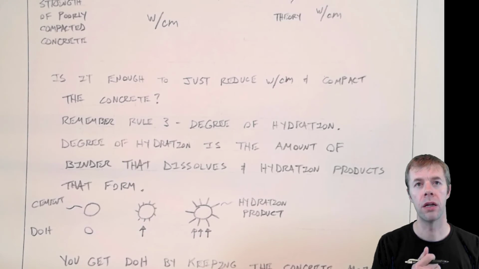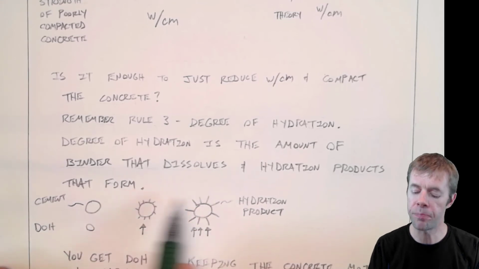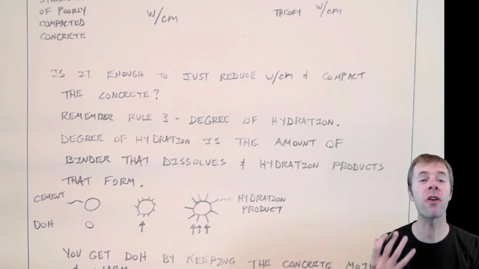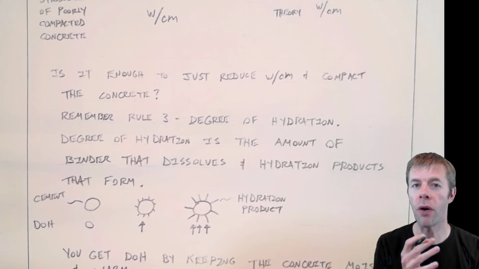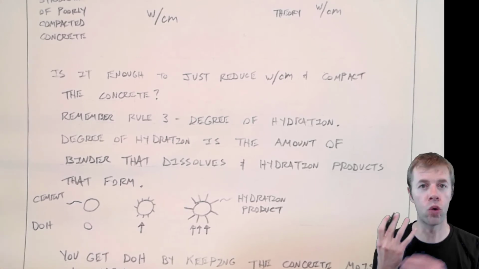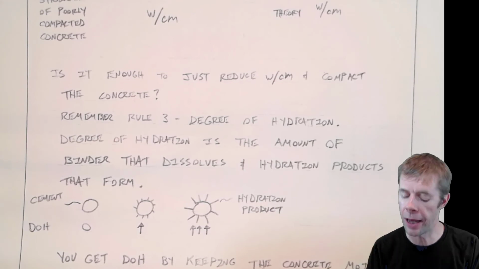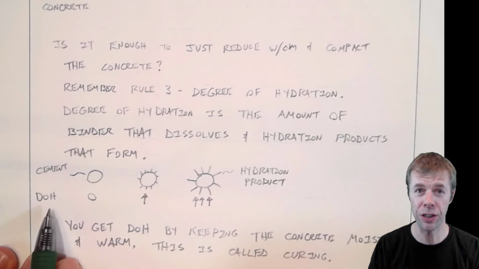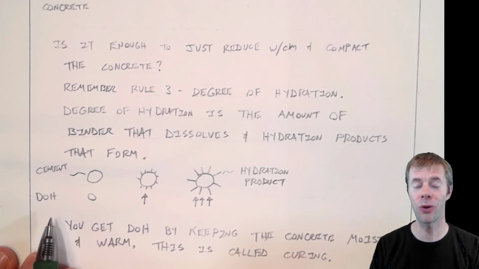Rule number 3. Remember that it's also important to look at the degree of hydration. The degree of hydration is the amount of binder that dissolves and ends up forming hydration products. It's kind of like, how far does the reaction go? If we don't take the reaction far enough, our concrete can be great, have huge potential, but it won't make it. What do I mean by that? If I have a cement particle and I have this DOH, that means degree of hydration.